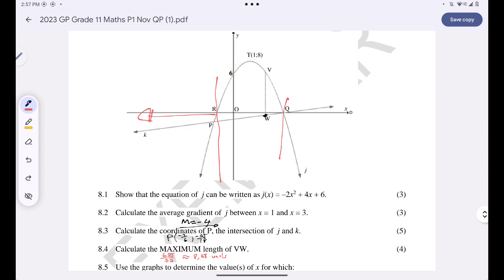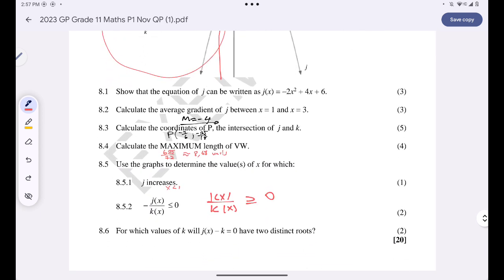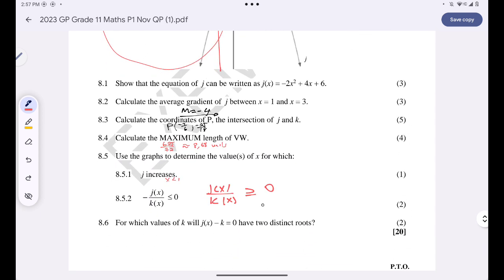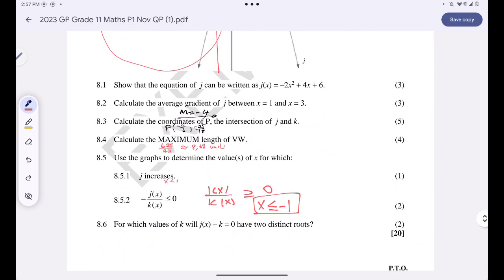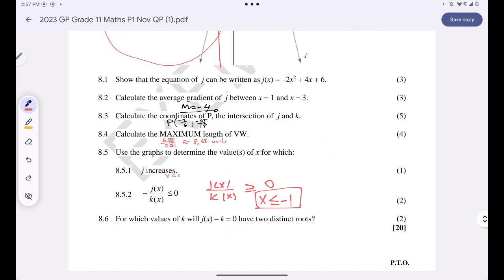Then if I move from Q going to the right, the graph of K will be above the x-axis, but the one of J will be below the x-axis. So in this case, the only solution is in here, when x is less or equal to the value of r. So when x is less or equal to -1, that's the only solution we have there. Are we together?